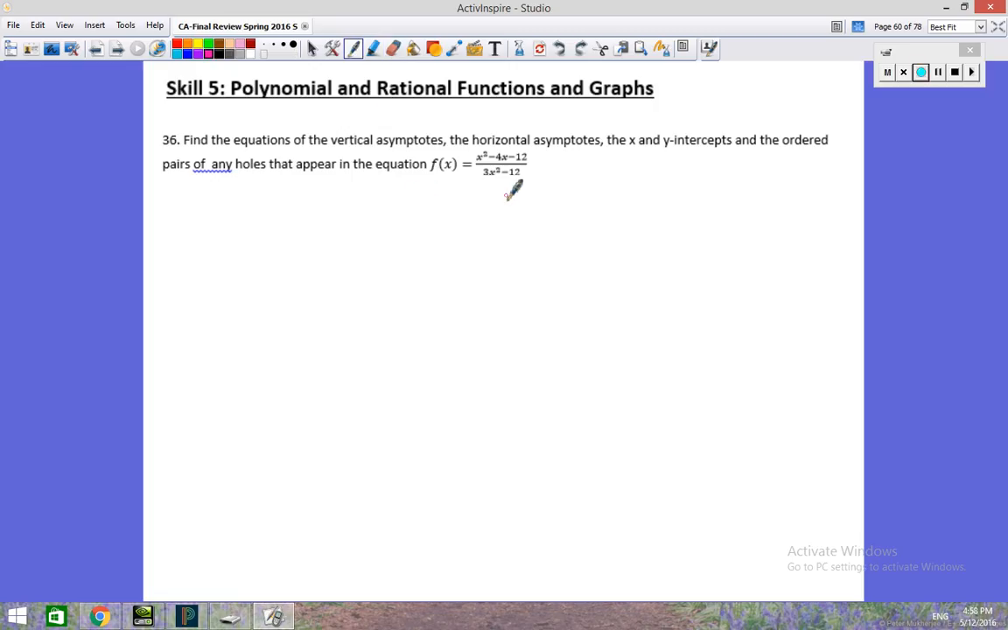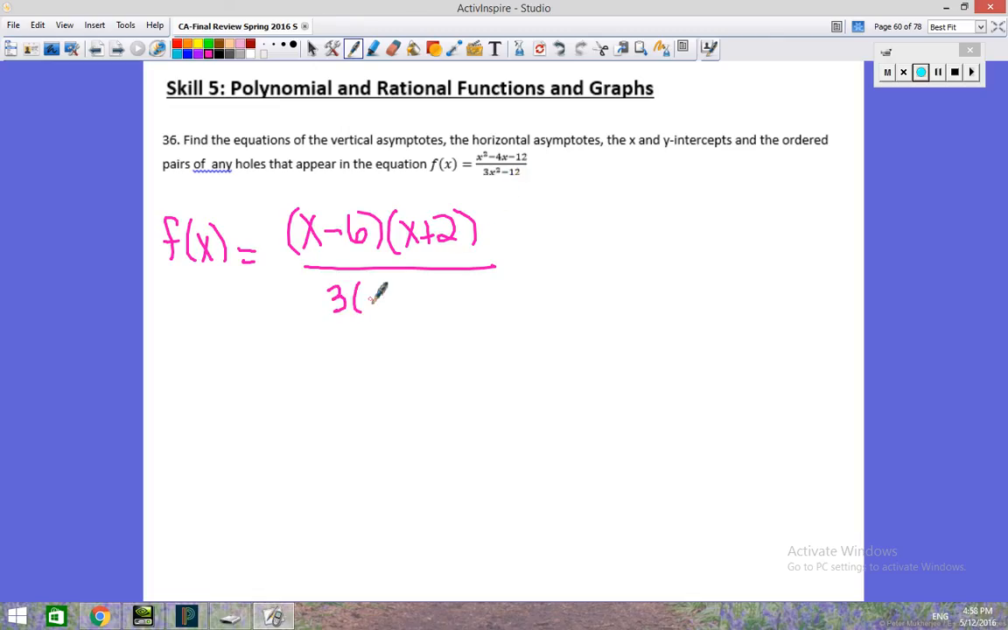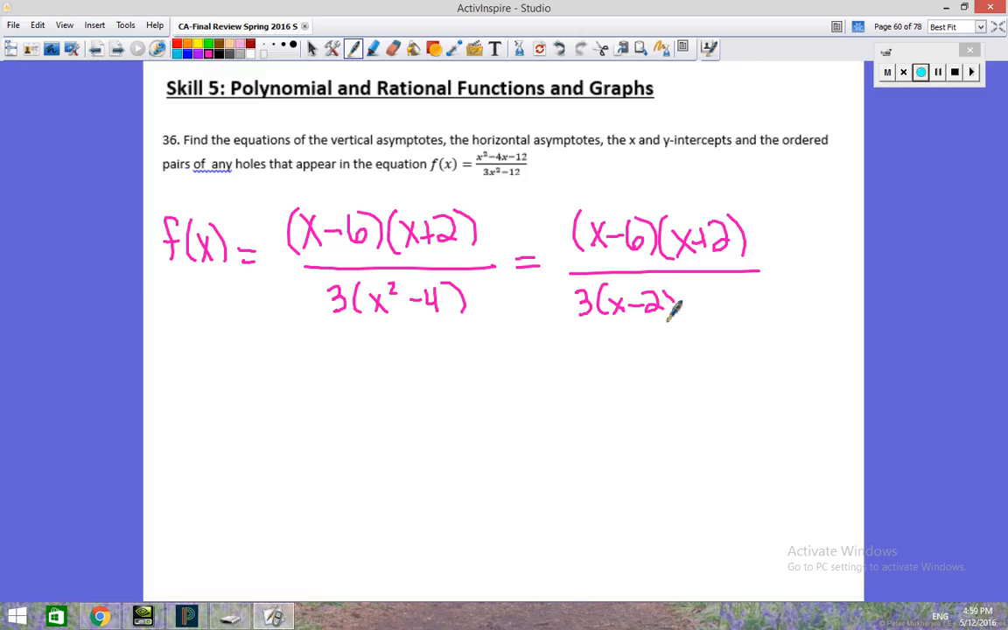I'm going to do my preliminary work here. I'm going to start out by factoring both the numerator and denominator of this function. So x squared minus 4x minus 12 factors to x minus 6 and x plus 2. Both of these numbers have a factor of 3 in common, and when I factor that out, I've got x squared minus 4. Well, this is x squared minus 2 squared, a squared minus b squared, so that factors. So I've got x minus 6 times x plus 2. I've got 3 times x minus 2 times x plus 2.